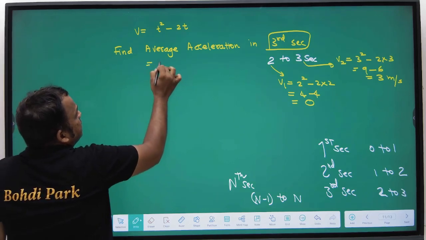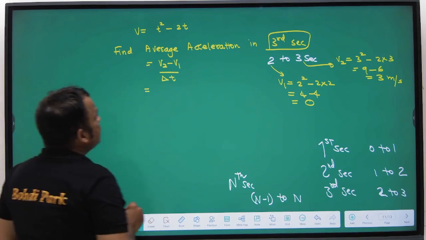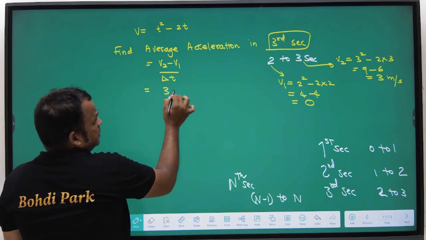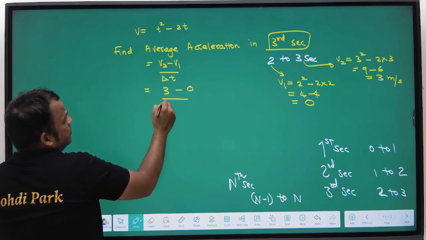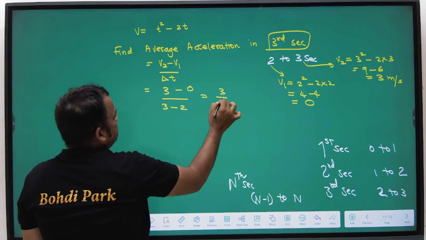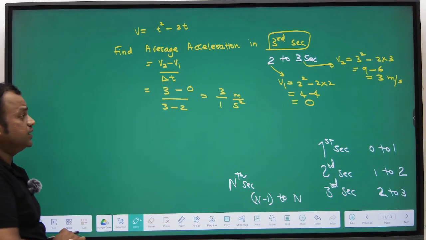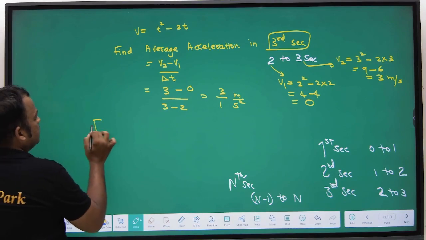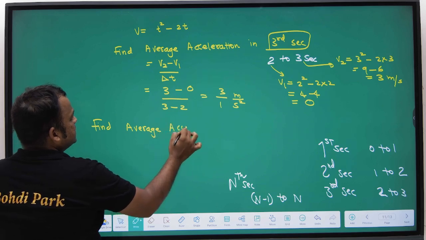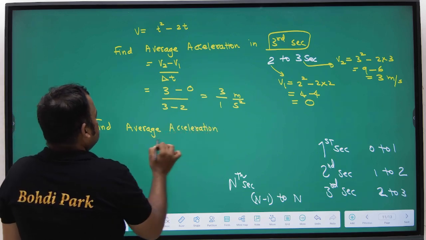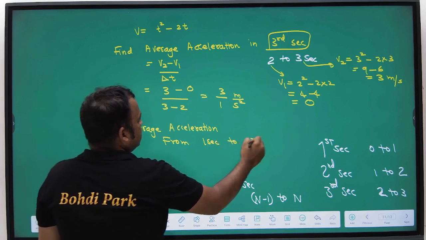So average acceleration is final velocity minus initial velocity by delta t. Now v2 minus v1 is 3 minus 0, and delta t is equal to 3 minus 2. So that is 3 by 1 meter per second square. This is average acceleration. Let's do one more question. Find average acceleration from 1 second to 3 seconds.